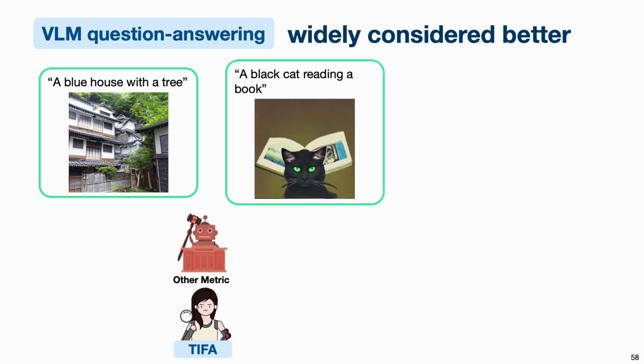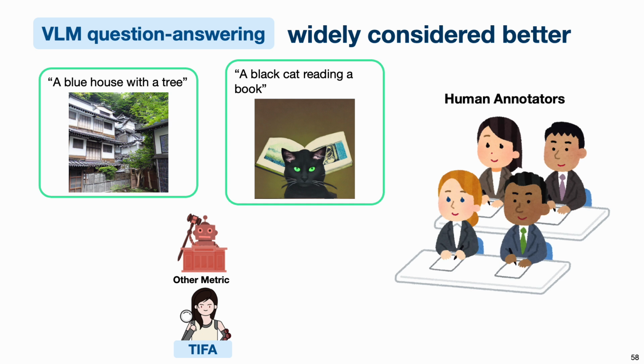Two unrelated images that may contain some errors because they were generated by a text-image model are presented to the metrics alongside their generating prompts. So here on the left, we have a picture of a blue house with a tree, where the house is not blue. And on the right, we have a picture of a black cat reading a book, but the cat isn't reading the book, it's looking away.